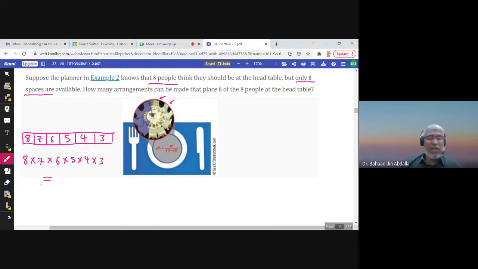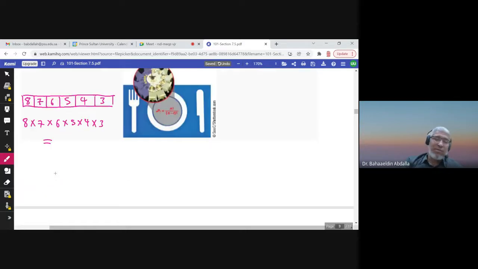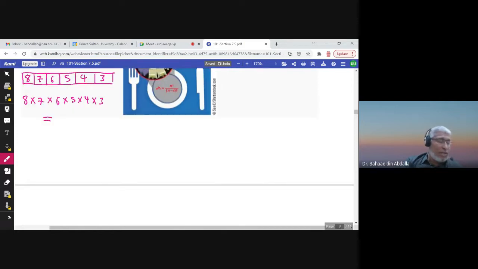So we are using the fundamental counting principle, although we will know in the next video that this is also a permutation, okay? And you can write the answer.